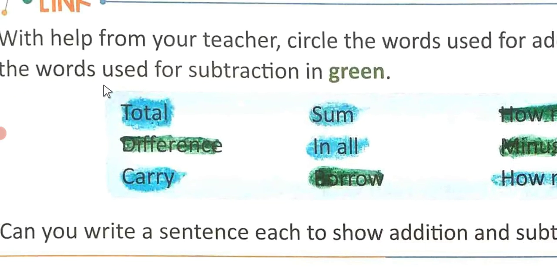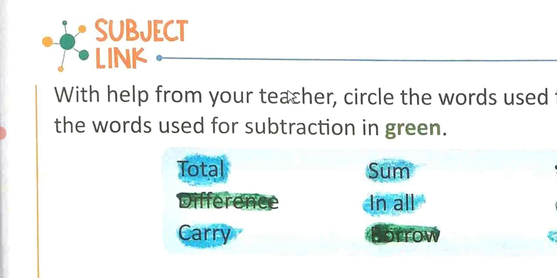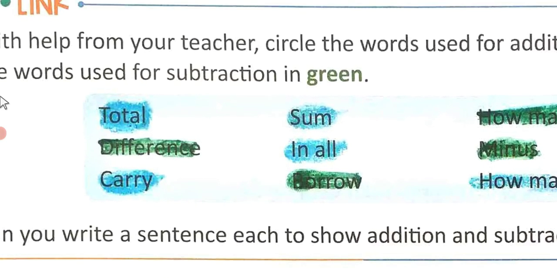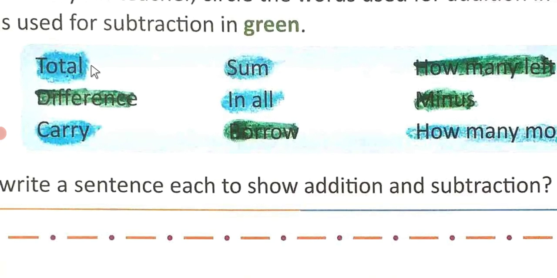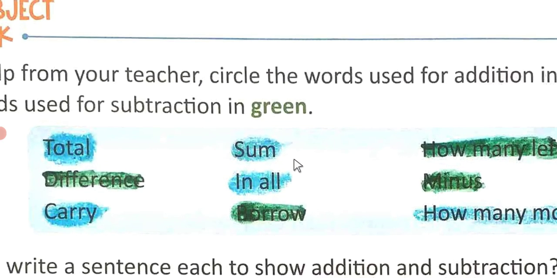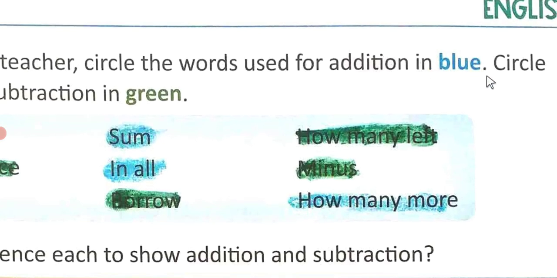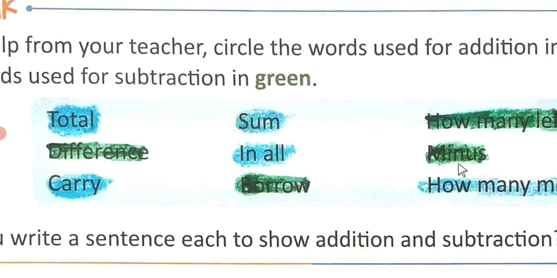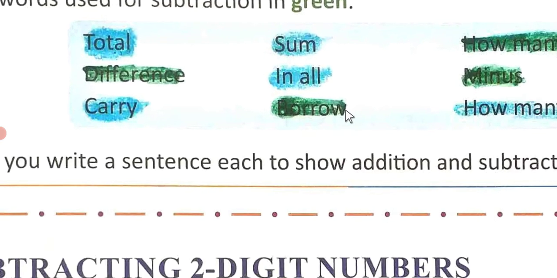So here, please see subject link. With the help from your teacher, circle the words used for addition in blue and circle the words used for subtraction in green. So this exercise I have done for you. Total, sum, in all, carry, how many are the words used for addition. I have colored it with blue. And the words used for subtraction in green, that is difference, borrow, how many left, and minus. These are the signs of subtraction.